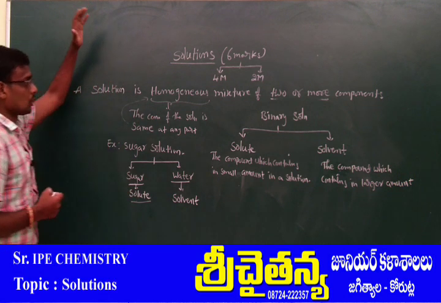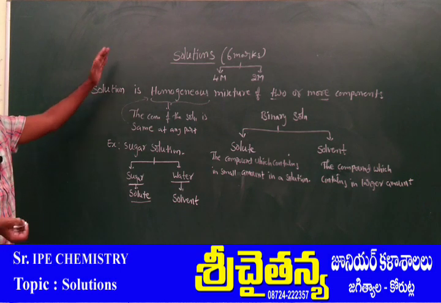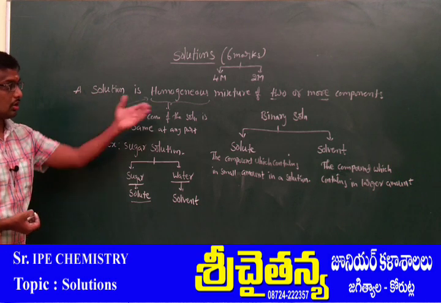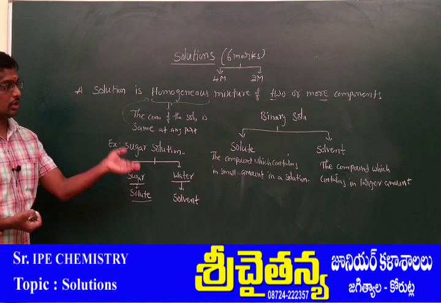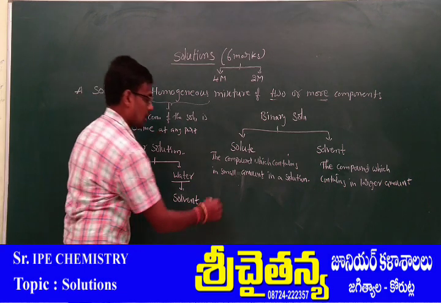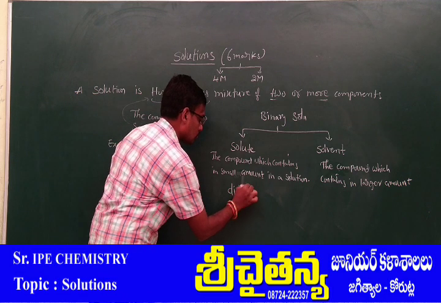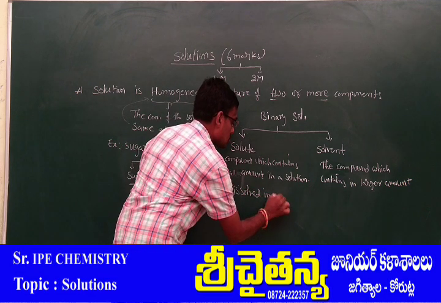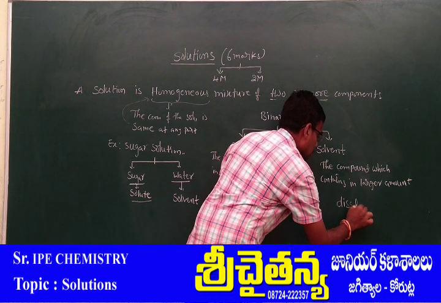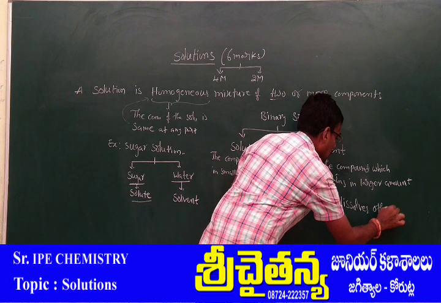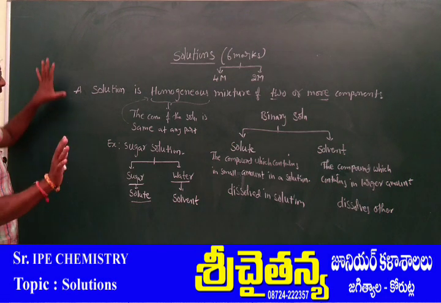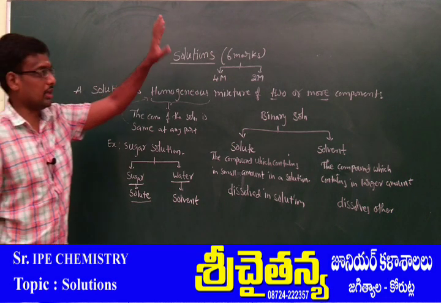So this is about solutions. First of all, take down the notes: the definition of solution, what binary solutions are, solute, solvent, and examples of solutions. Take down the notes. Solute is always dissolved in the solution. Solvent dissolves other substances in it. Once again, a solution is a homogeneous mixture of two or more components.